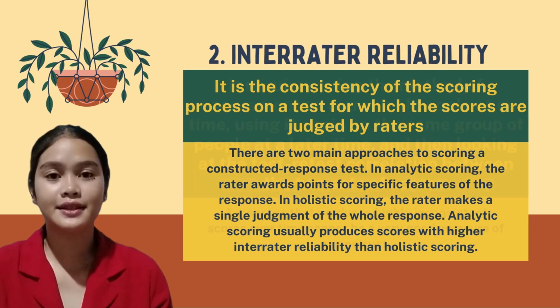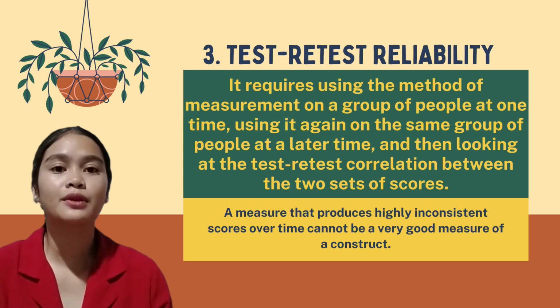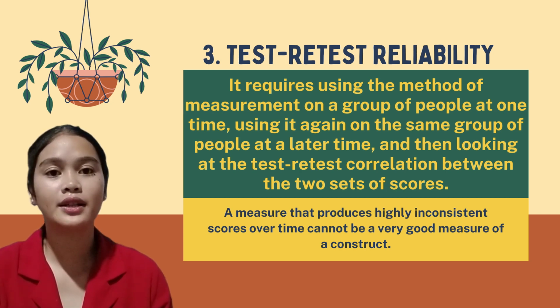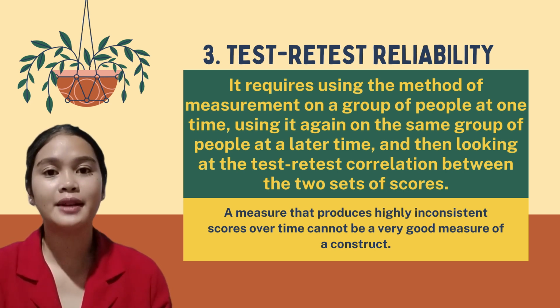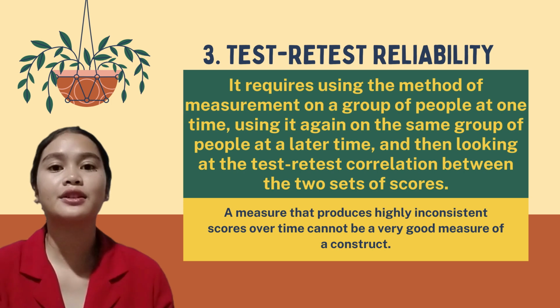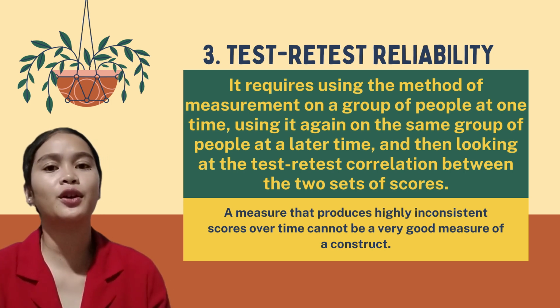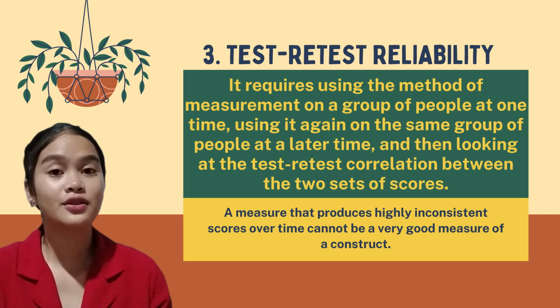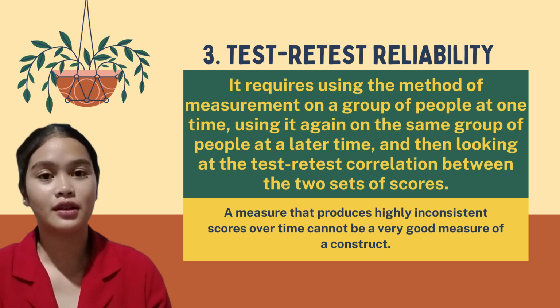Third is test-retest reliability. It requires using the method of measurement on a group of people at one time, using it again on the same group of people at a later time, and then looking at the test-retest correlation between the two sets of scores. A measure that produces highly inconsistent scores over time cannot be a very good measure of a construct.